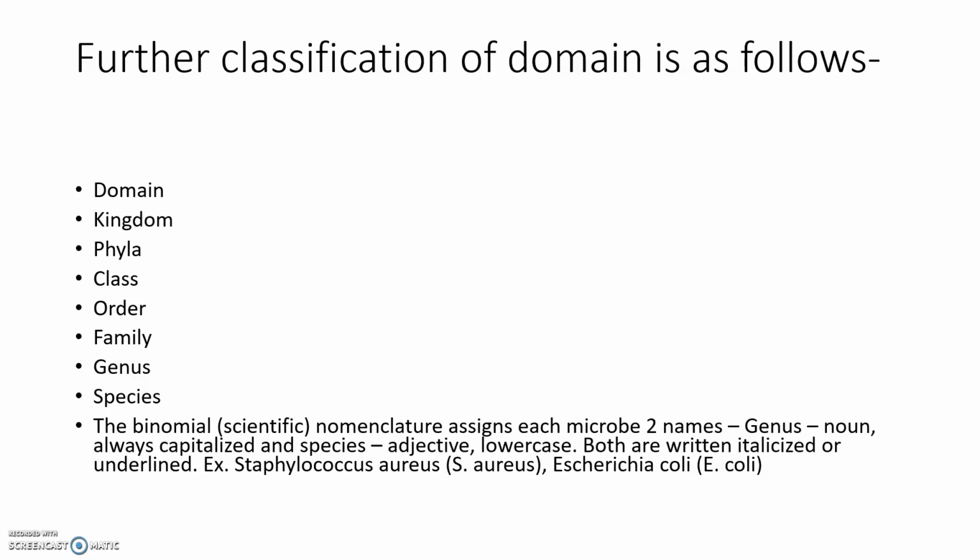So further classification of domains is as follows: mainly domain, kingdom, phylum, class, order, family, genus and species. These are the main classification ranks. The binomial nomenclature assigns each microbe two terms: genus, always capitalized, and species, always in lowercase letters.